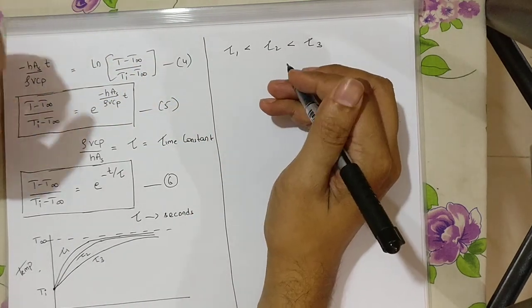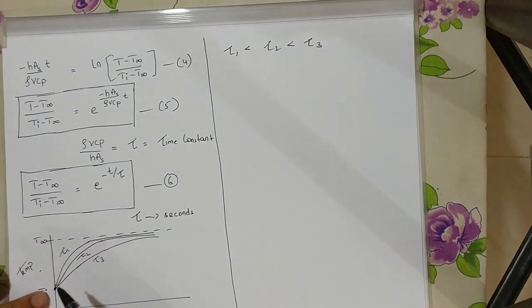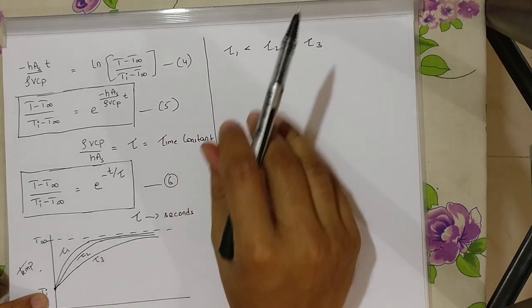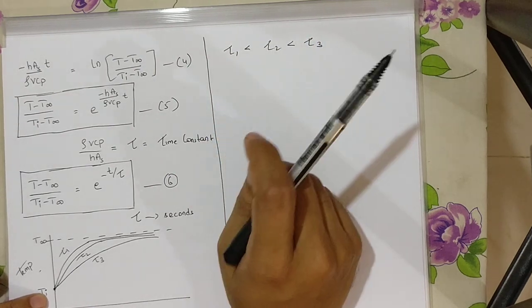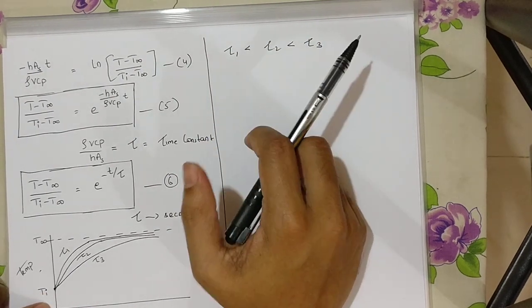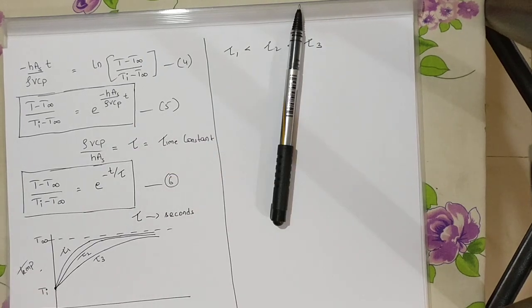Now one more thing we have noticed is that the first body is getting heated up faster than the second body, and the second body is getting heated up faster than the third body. That means the lesser the value of tau, the faster it gets heated up, right? So what all did we learn from this graph, guys? The first point is, the lesser the value of tau, the faster the body gets heated up.